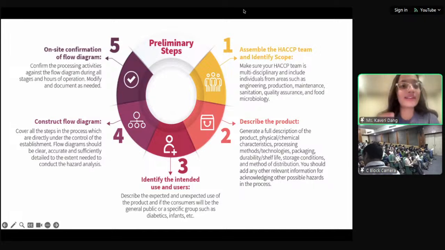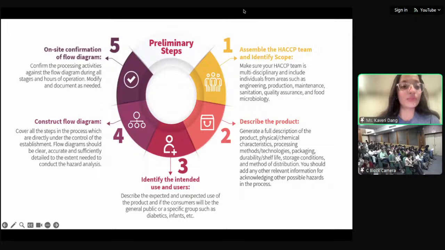So we have created an XYZ product. Whom is this product for? Who is getting benefit from this food product? Is there any age restriction to that food product? Is this food product specific to certain people, like, are we catering this food product to diabetic people or any other condition that people might have? So we need to be identifying the intended use of this particular food product.